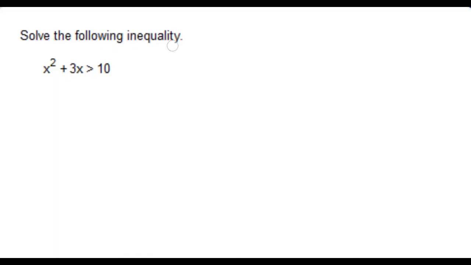Solve the following inequality. X squared plus 3x is greater than 10. Now this particular inequality is a quadratic inequality because of the squared, and we have a process that we go through for solving these types of inequalities. The process starts with us treating this inequality instead like an equation. So I'm going to change that greater than symbol to an equal to, and move all the terms to the same side and solve.